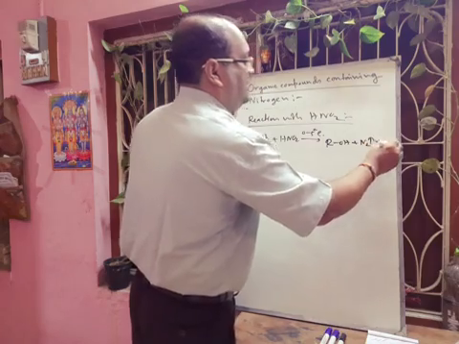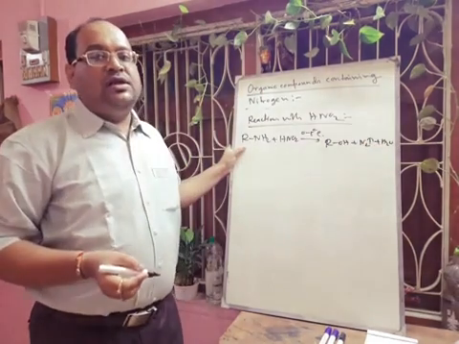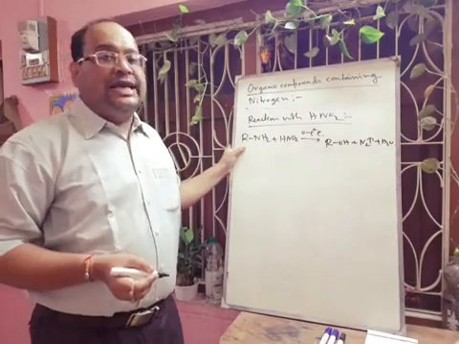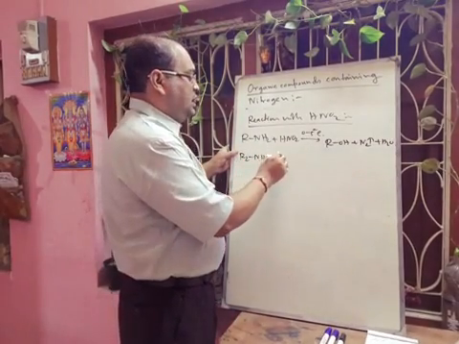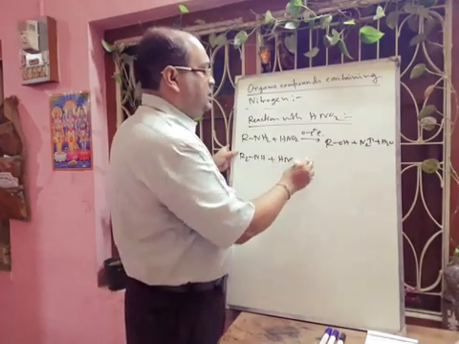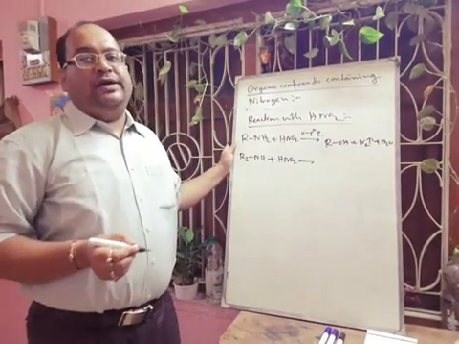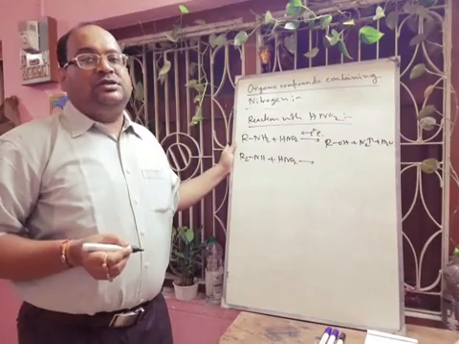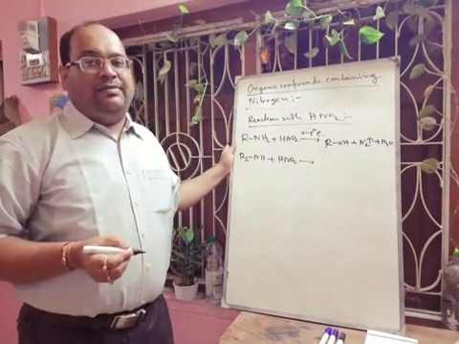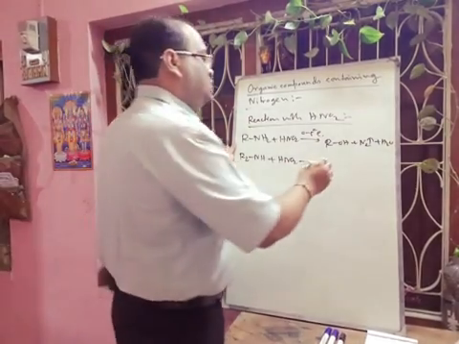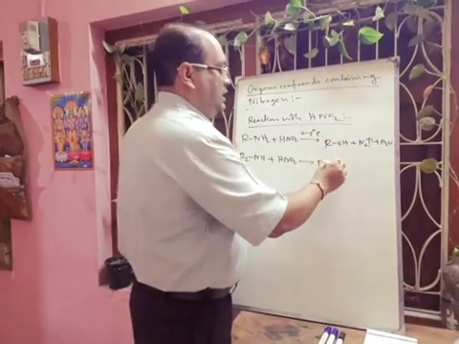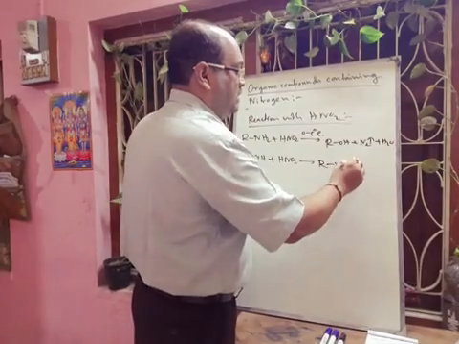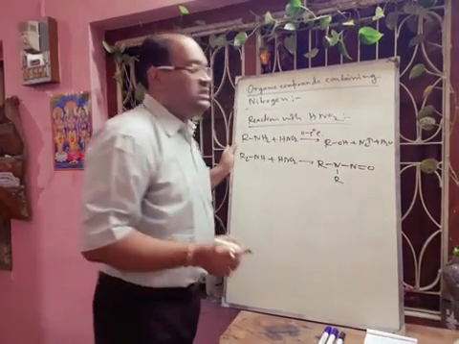But if we take the secondary amine, what will happen? R2NH, and there this nitrous acid will react, and there will be an N-nitroso dialkyl amine compound. So here we get R2N-NO. This type of compound we will get.